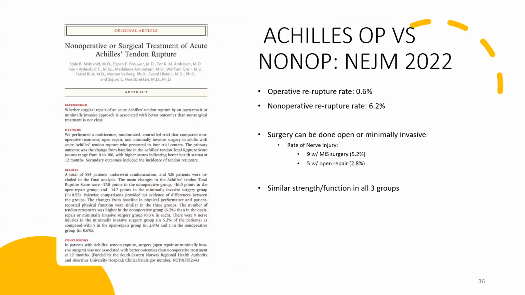This is another, more recent published paper. This was published in the New England Journal of Medicine. It did find a significantly different re-rupture rate, with operative treatment having a 0.6% re-rupture rate and non-operative treatment having a 6.2% re-rupture rate. So it was significantly higher with the non-operative treatment option, but still relatively low for both groups. If surgery is chosen, this can be done in an open or a minimally invasive fashion. What this paper found was that the rates of nerve injury are significantly higher with the minimally invasive surgery than with the open repair.